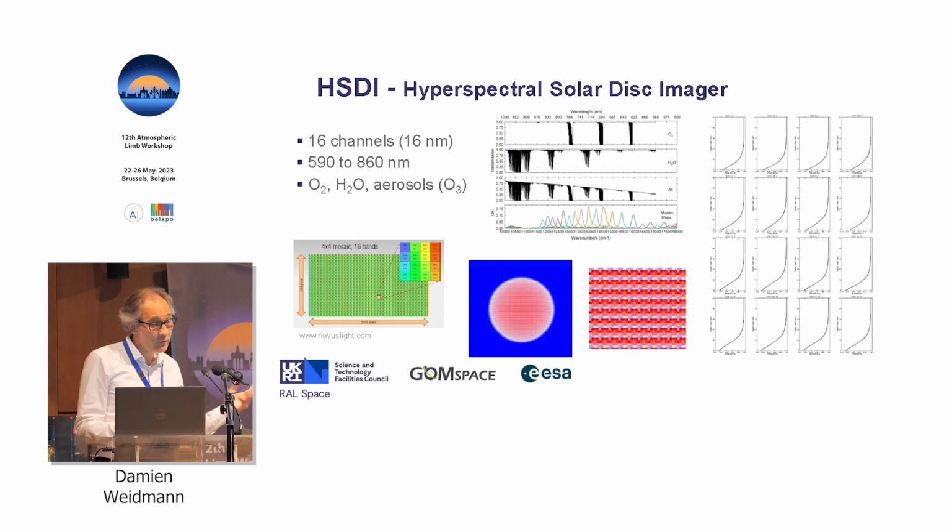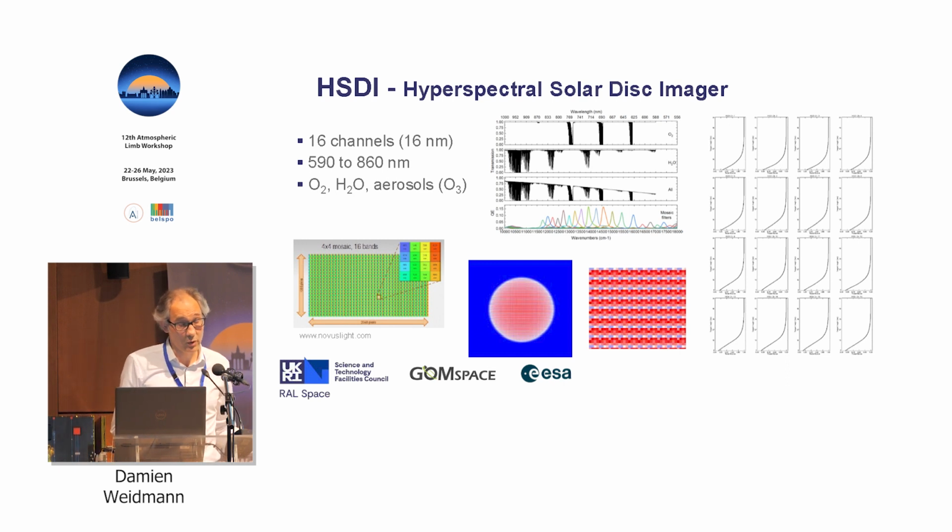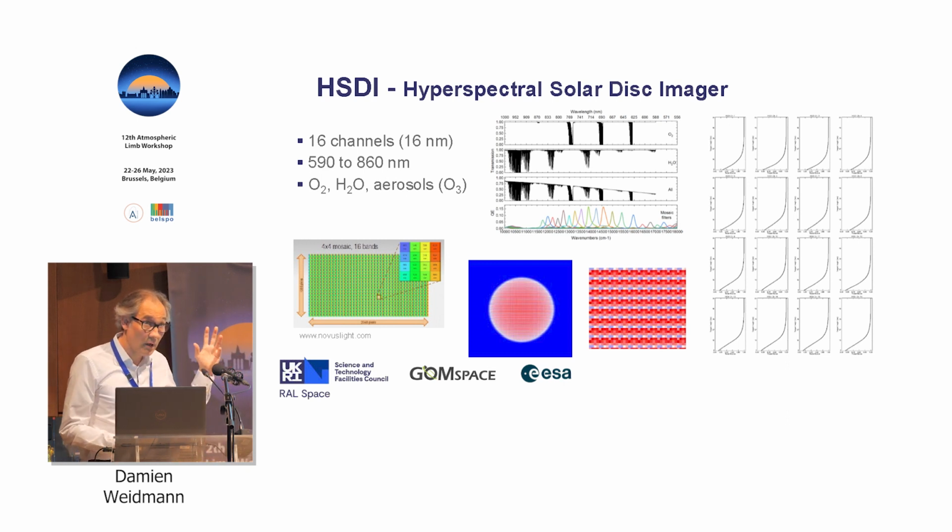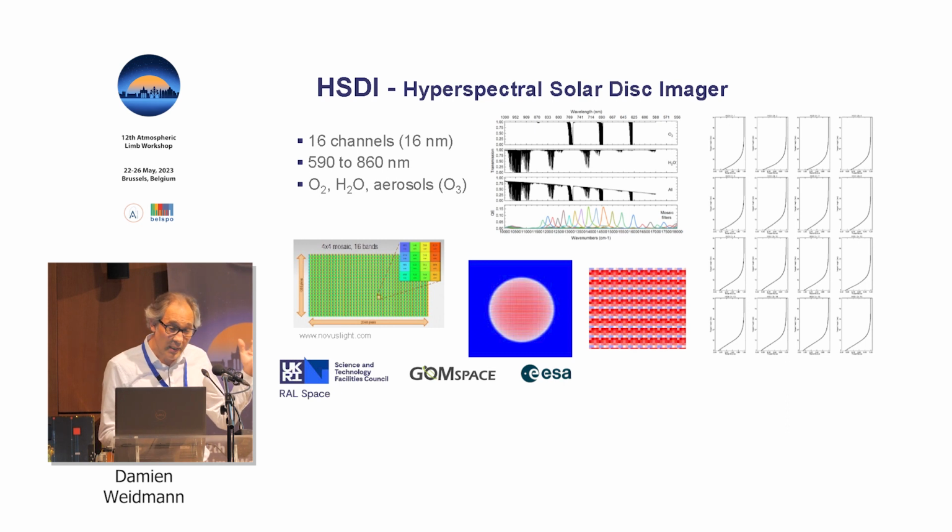So the filters cover 590 to 860 nanometers. I have represented their response here in the plot. And if you look at the transmission of the atmosphere at about 12 kilometers in this case, you can get information about oxygen, so pressure, water vapor, aerosols. So that's what we get as secondary data output from this HSDI instrument.